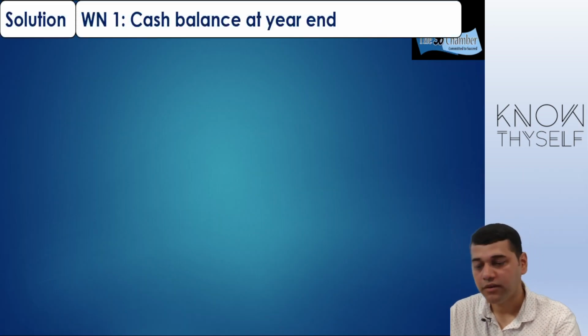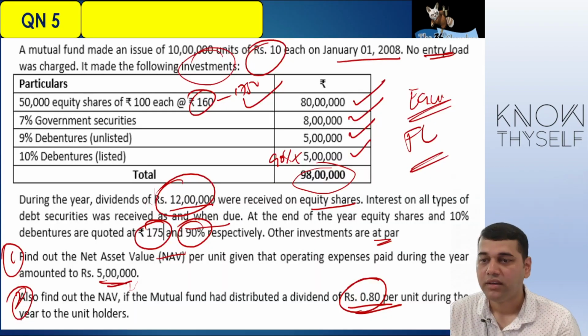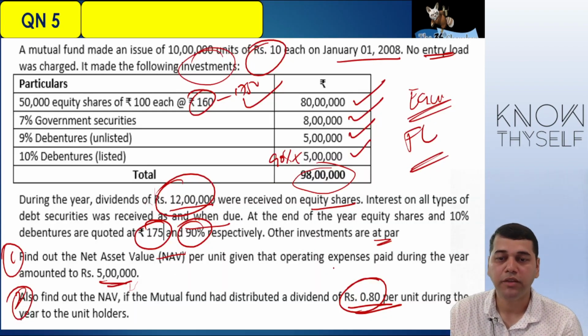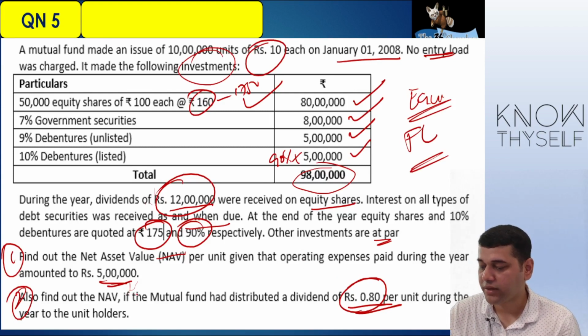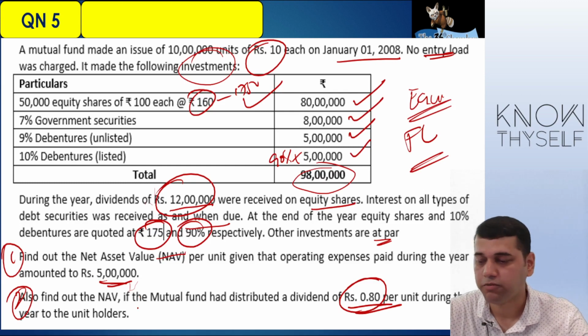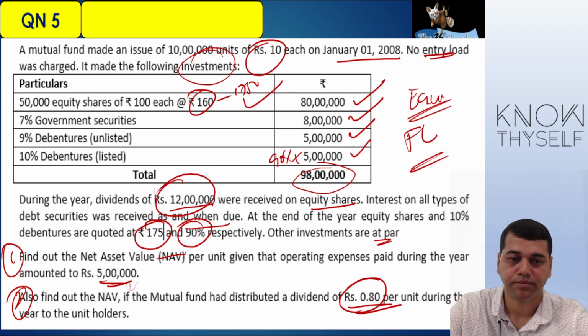Okay, now first we'll calculate. They asked me to find out the net asset value per unit, given that the operating expenses paid are 5 lakh. Can you tell me what is my cash balance at the end of the year? Please pause the video and tell me the cash balance.